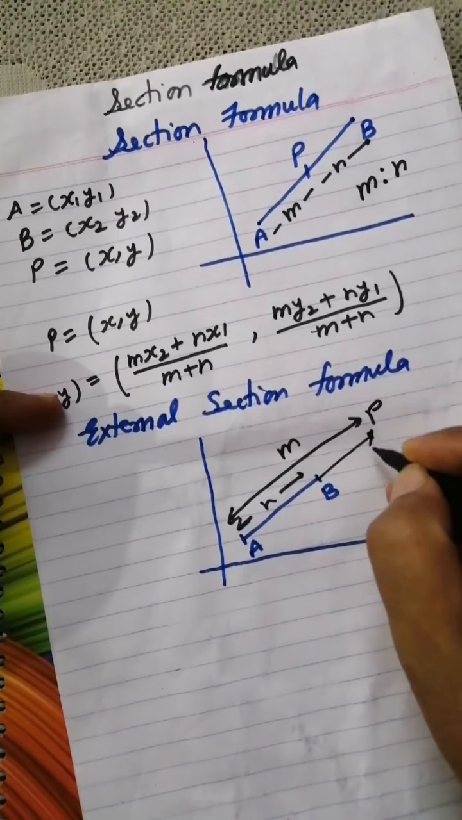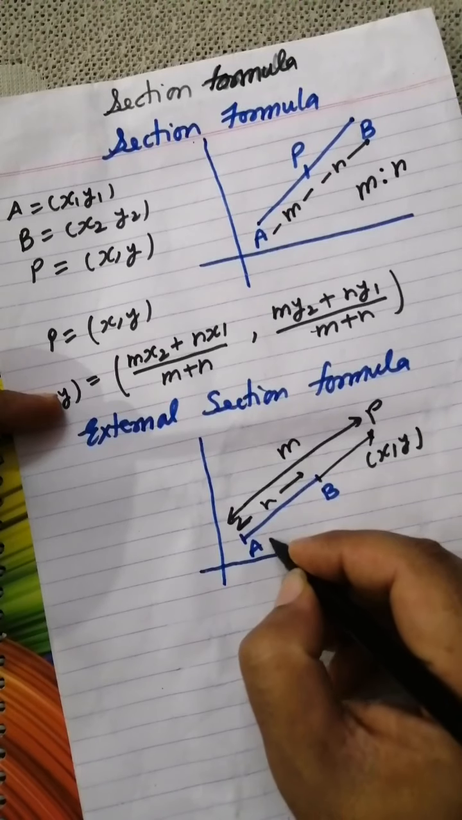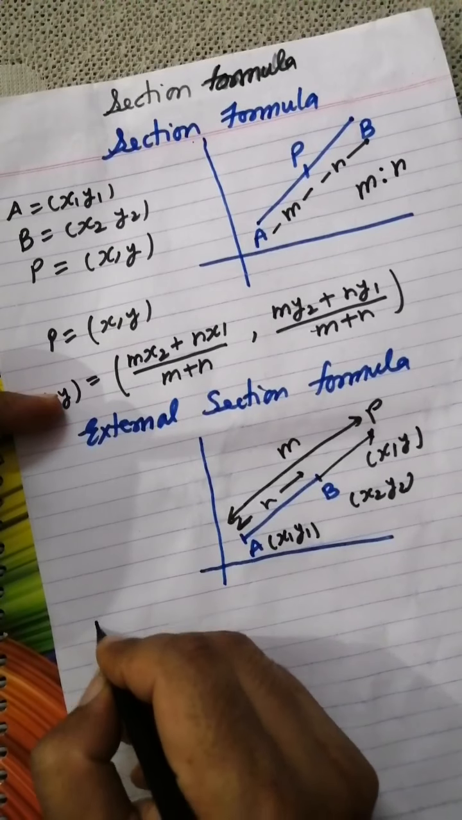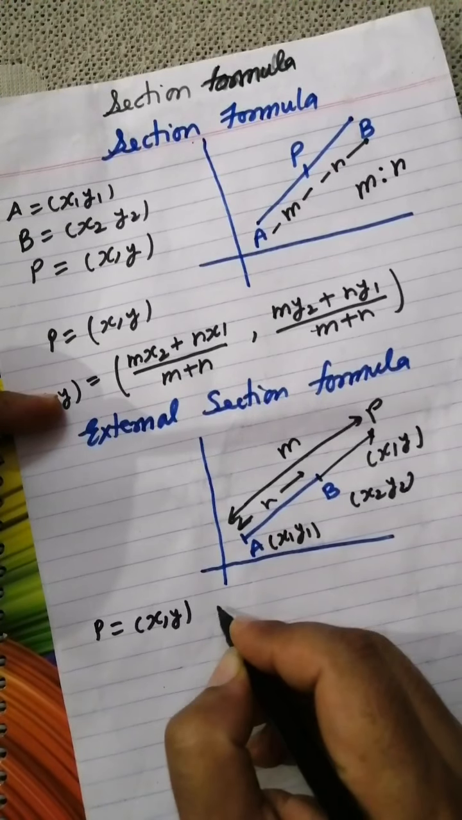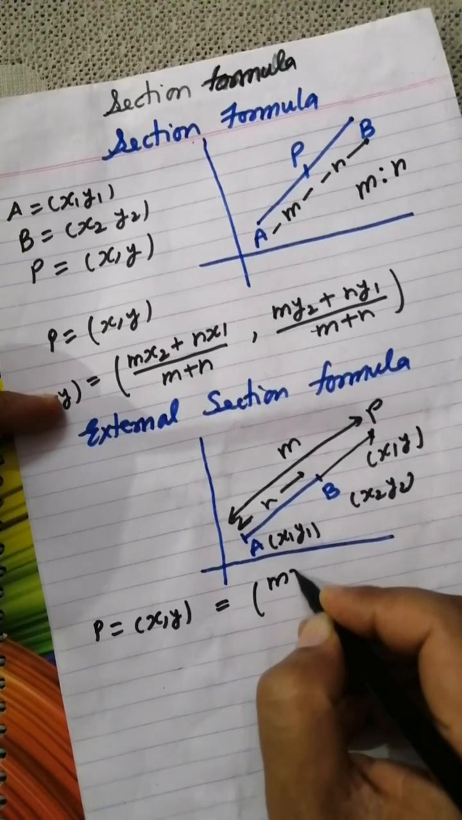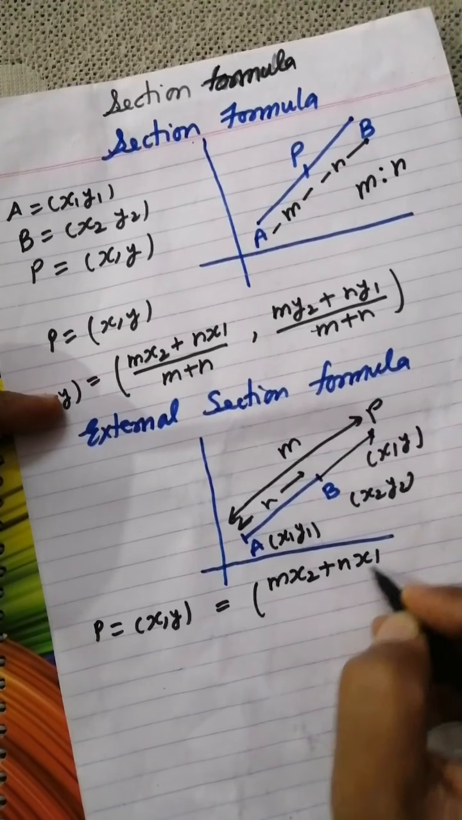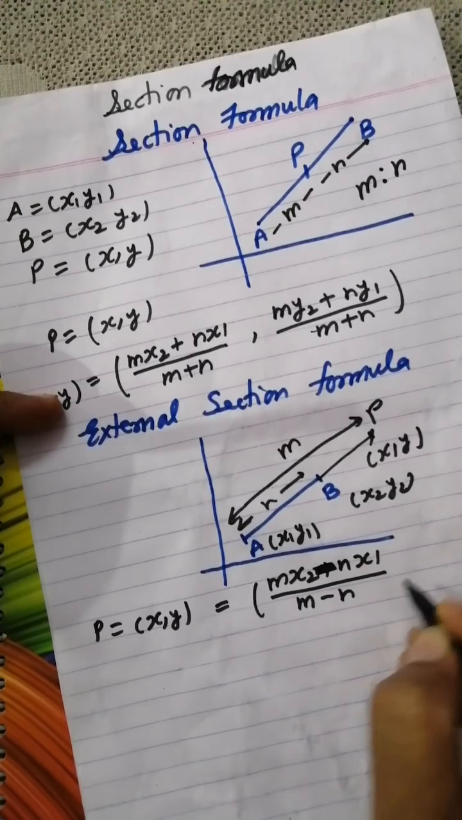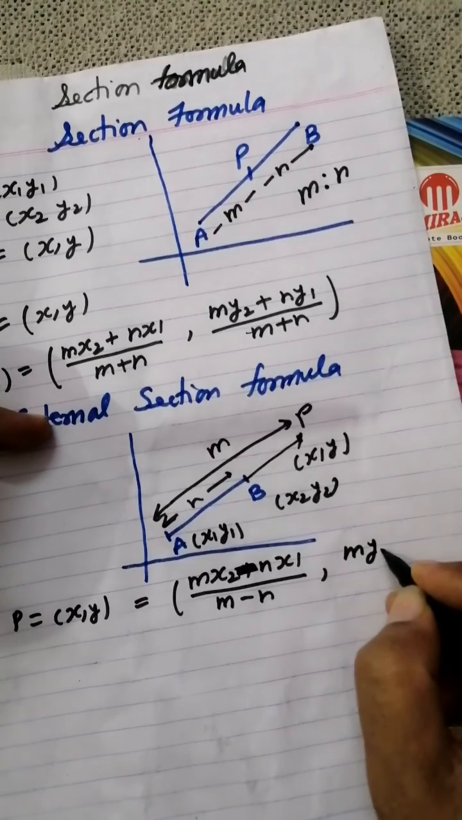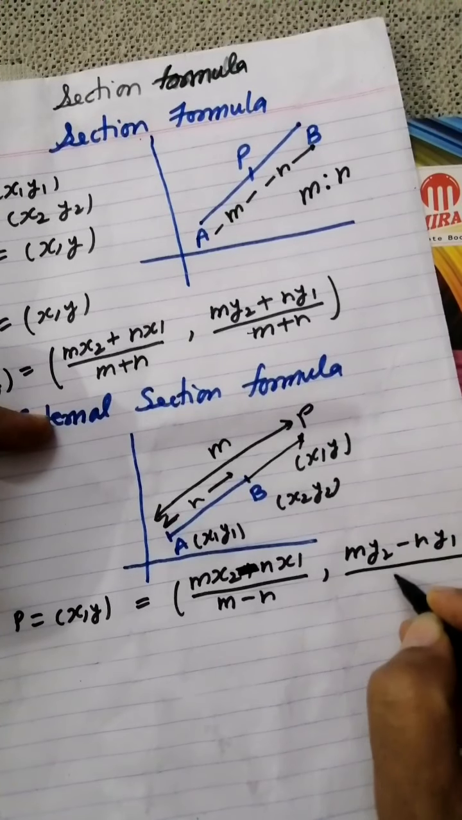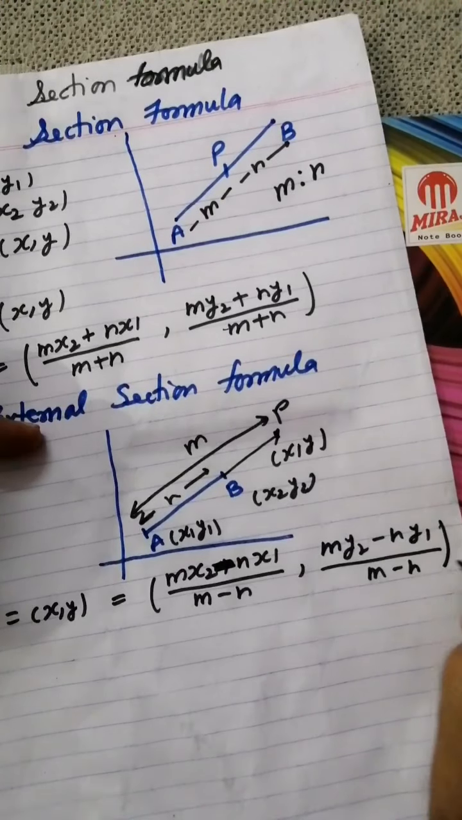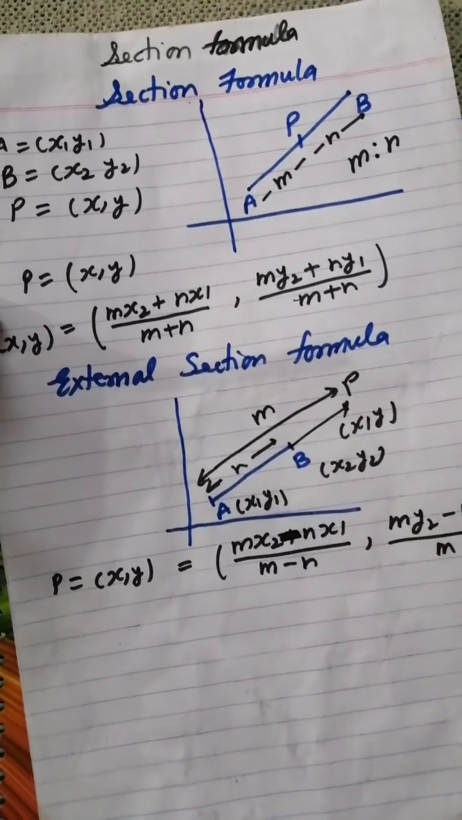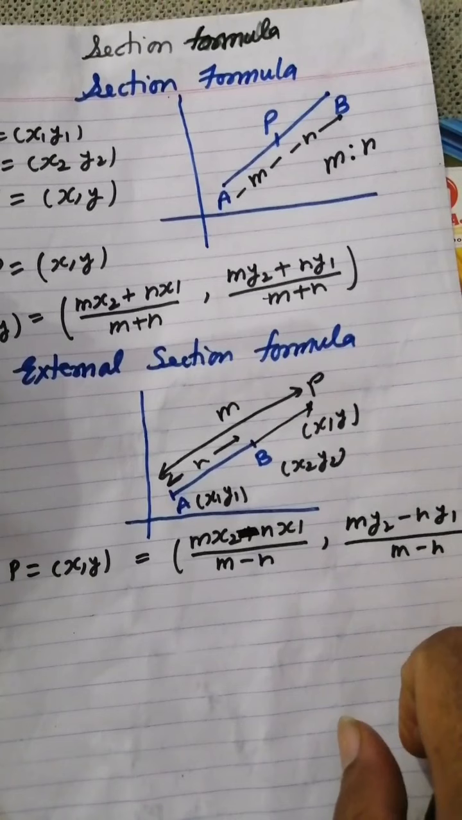Now for this point P, x comma y, again if A is x1 y1 and B is x2 y2, then x comma y means x equals m x2 minus n x1 upon m minus n. In the external division formula it is minus upon m minus n. Similarly, y equals m y2 minus n y1 upon m minus n. This is the external section formula. If a point P is going to divide a line segment AB externally, then it is called the external section formula.